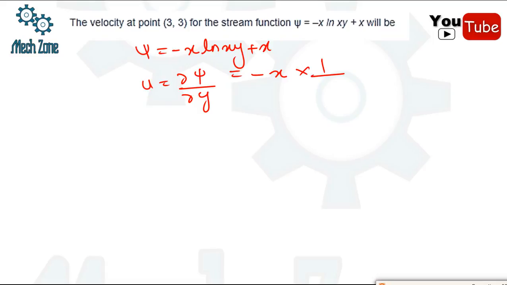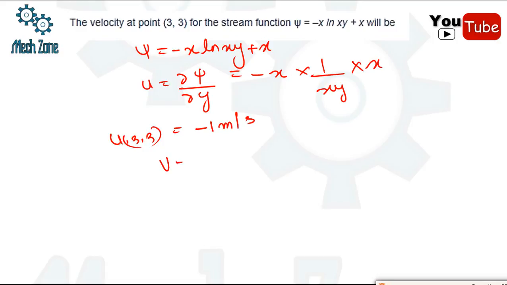Okay. Now the next question that we have is a very simple question. The velocity at the point (3, 3) for the stream function ψ has been given as −x ln(xy) + x. So we know that u = ∂ψ/∂y, that would be equal to −x into 1/(xy) into x. So u at (3, 3), if we evaluate, is coming out to be −1 meters per second.